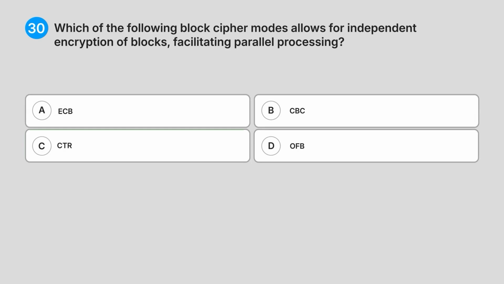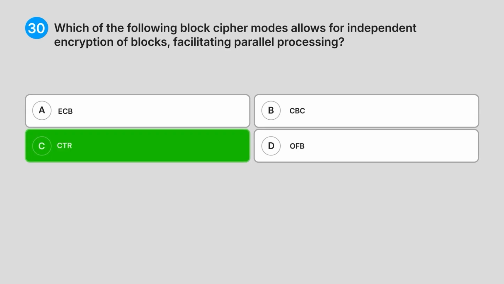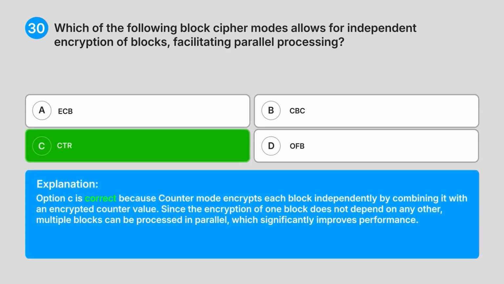Correct answer, C. CTR. Explanation. Option C is correct because counter mode encrypts each block independently by combining it with an encrypted counter value. Since the encryption of one block does not depend on any other, multiple blocks can be processed in parallel, which significantly improves performance.